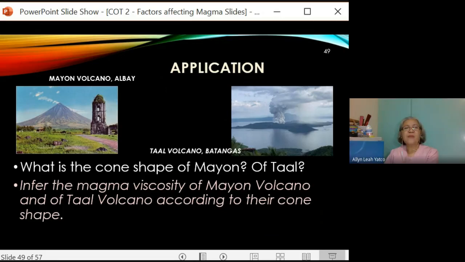If, for example, the magma is less viscous, will it travel a short distance or a longer distance? If the magma is more viscous, what would be the rate of flow? Would it be fast moving or slow moving? Until the time the magma solidifies and becomes rocks, then you would know what type of cone would be formed for each volcano. Write your answers on your answer sheets.